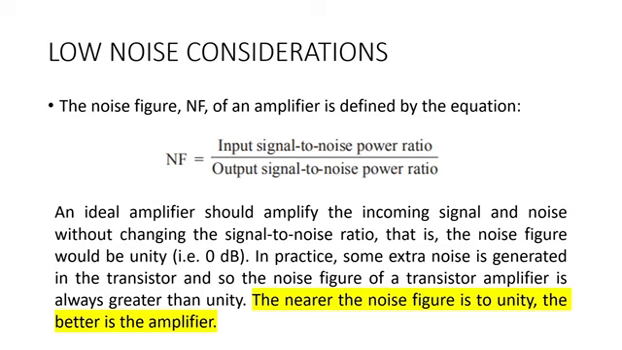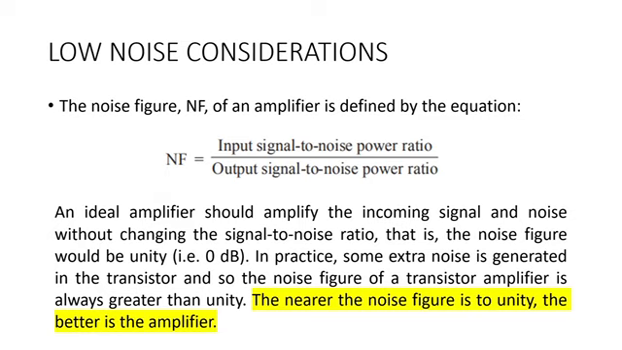The next topic is low noise consideration. So what is low noise consideration? Here we talk about the noise figure. What do you mean by noise figure? It is the ratio of the input signal to noise ratio to that of the output signal to noise ratio. In an ideal amplifier, we have to amplify the incoming signal and noise without changing the signal to noise ratio. That is the motto. That means the noise figure should be equal to unity, or around 0 dB.